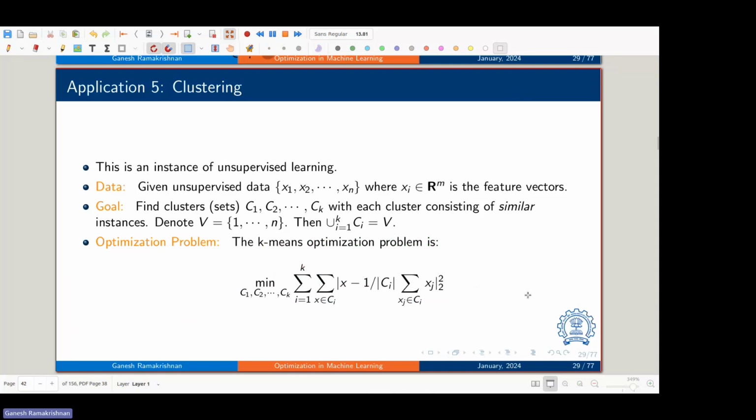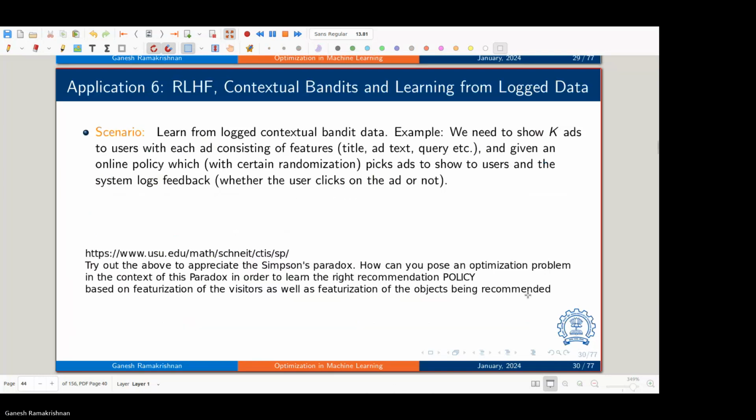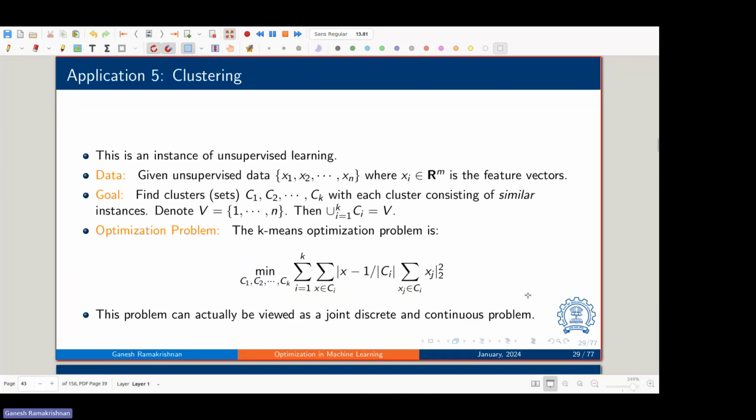This problem is a joint discrete and continuous problem. What I've shown on the slides is the mixed discrete-continuous hard K-means. What I've written on the board is a more general form, which can also be soft K-means. Any questions on clustering?